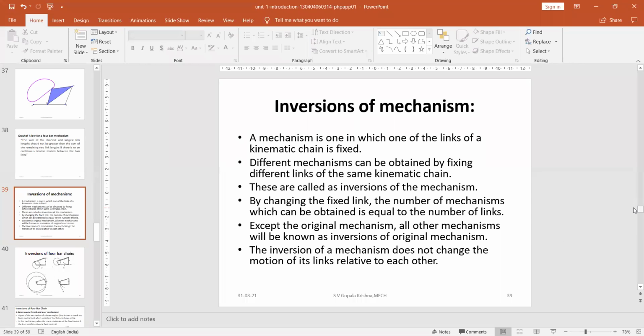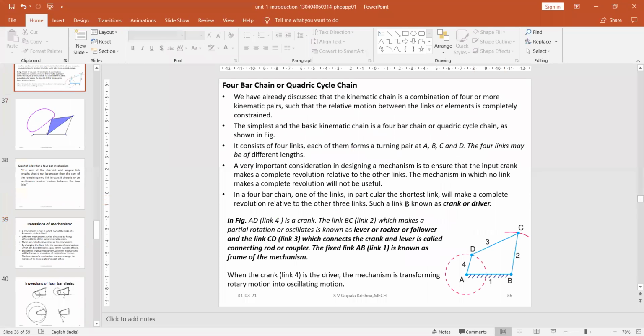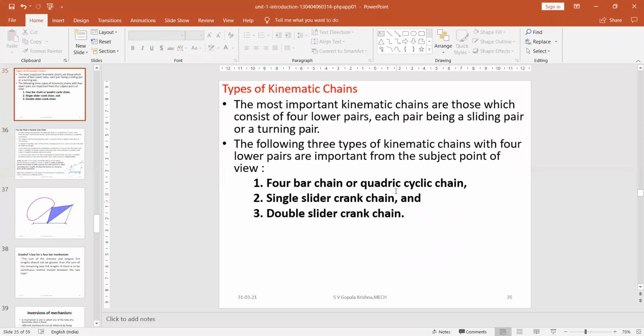So actually we may also find the first mechanisms, these are the mechanisms there. Just all of you observe that. Coming to mechanisms, mainly you have to concentrate on 3 types of mechanisms here. Those are the 4-bar chain, single slider crank chain, and double slider crank chain.